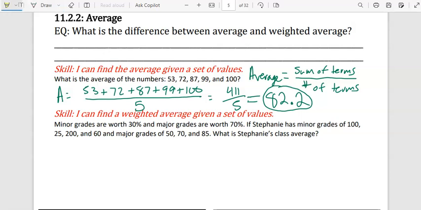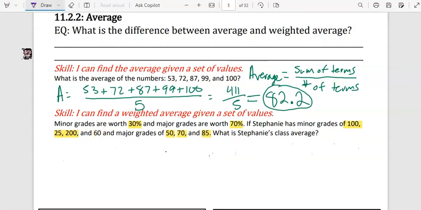Skill: I can find a weighted average given a set of numbers. Minor grades are worth 30% and major grades are worth 70%. If Stephanie has minor grades of 100, 25, 200, and 60, and major grades of 50, 70, and 85, what is Stephanie's class average? This is a weighted average.